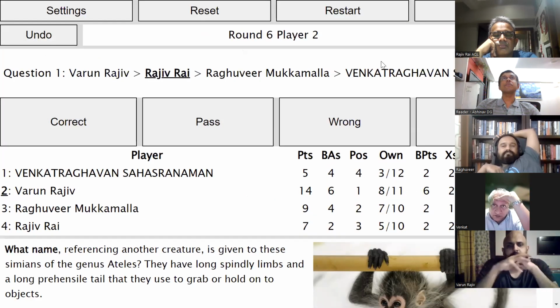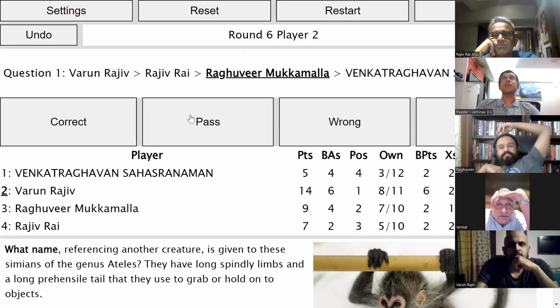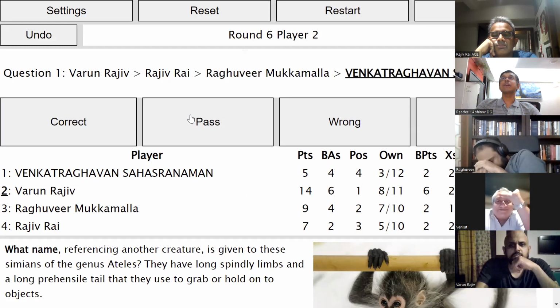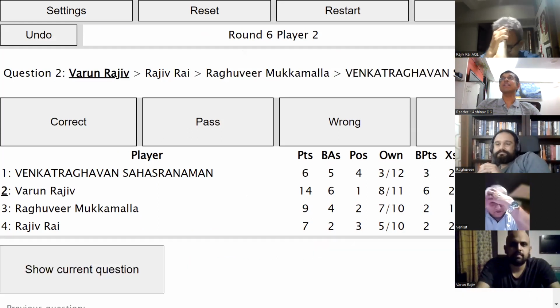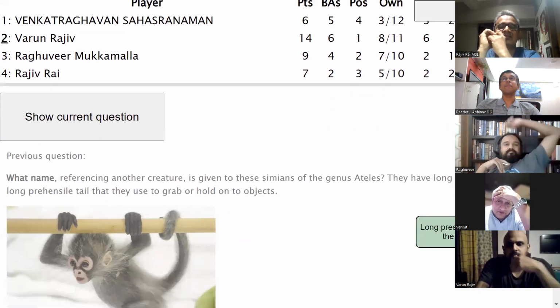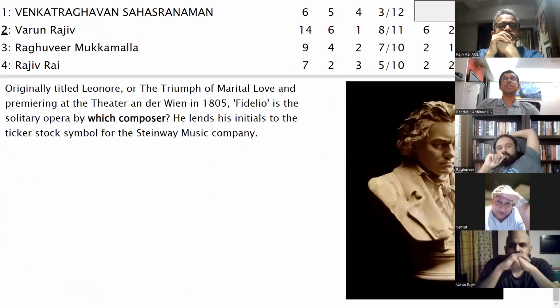On to Rajiv. Pass. Raghuveer? Taking too many guesses. Pass. Venkat? Spider monkey. Spider monkey is correct. Venkat, well done. This is the spider monkey. And Varun, your next question.